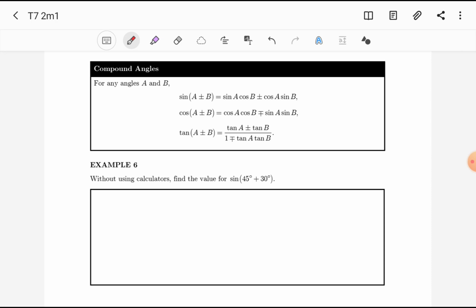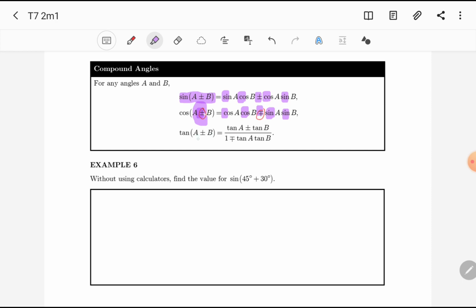Okay. So kita ada sin A plus minus B equals to sin A cos B plus minus cos A sin B. Dia ada sin cos plus minus cos sin. Okay, cos A plus minus B equals to, dia ada cos A cos B. Ni minus plus, dia terbalik. So awak kena alert ya. Kalau sini plus minus, yang kat sini minus plus, dia terbalik. Okay, so cos cos minus plus sin sin.